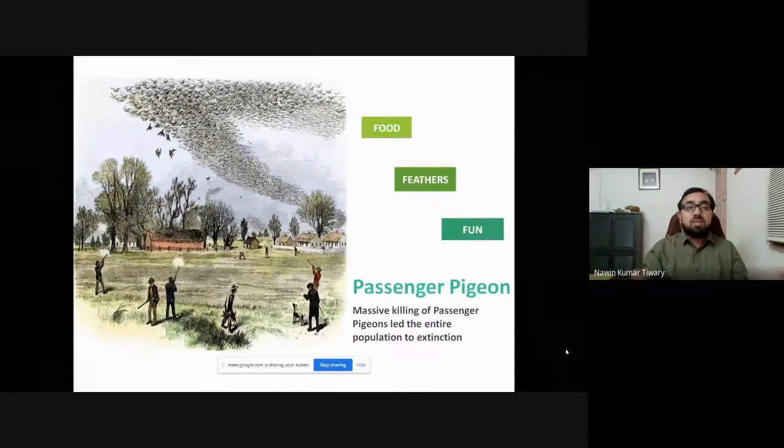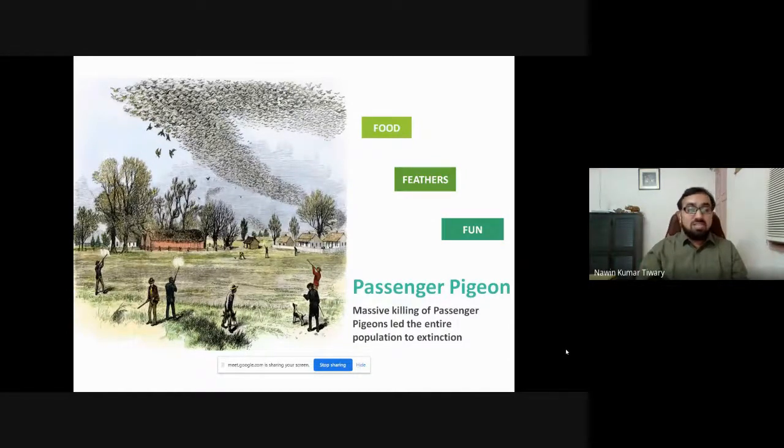You don't even have to aim to kill one of them. All you have to do is point your gun towards the sky and keep on firing, something will fall. They had such dense flocks passing above our heads. And they were killed for three very basic, simple reasons: food, feathers, and fun.